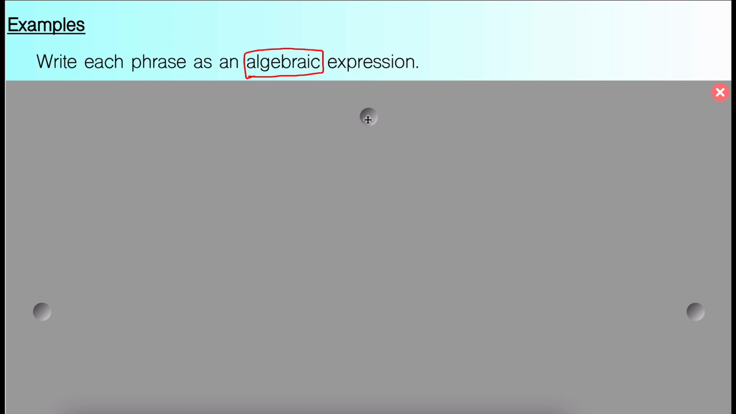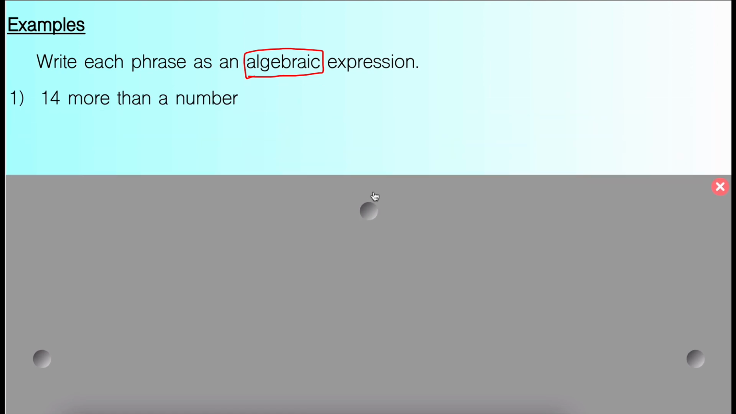Variables represent unknown numbers. So in number 1, where it says 14 more than a number, well, that's a variable because I don't know what the number is. So for a number, you could put x or a or c or y or whatever variable you'd like. The words more than tell me that I'm going to be using the operation of addition, and then I've got this number 14. So if I put it all together, the algebraic expression would be 14 plus x, or a, or whatever letter you use. I'm most oftentimes going to use x.